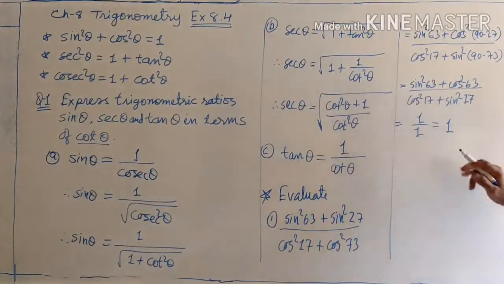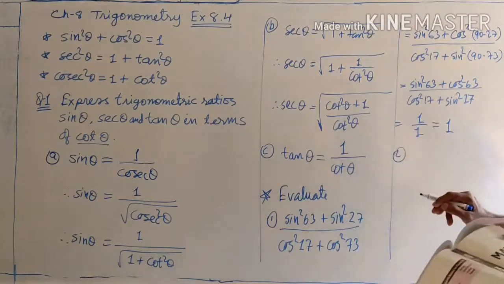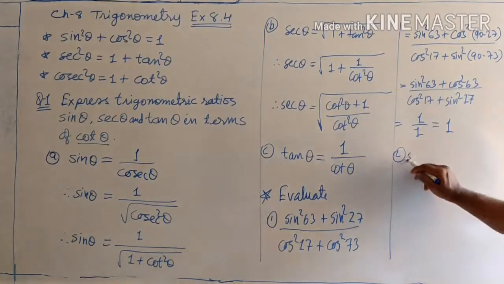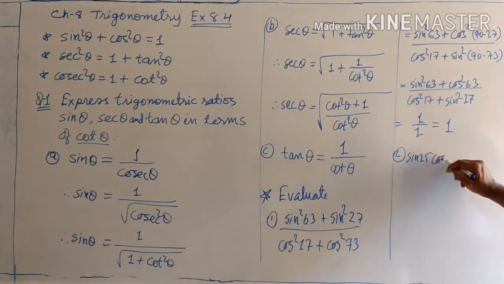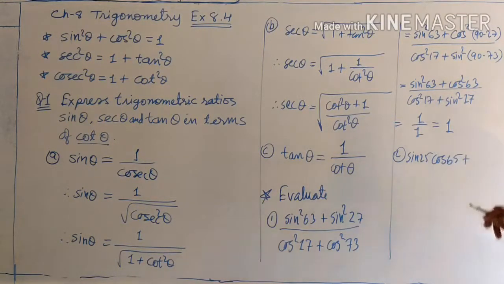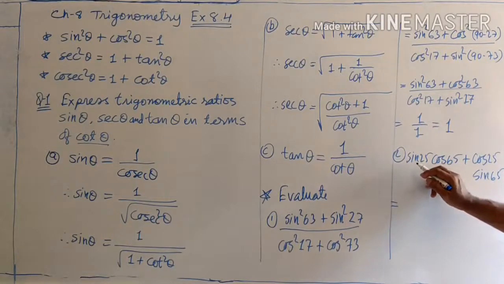Same way we can evaluate another question here: sin 25 cos 65 plus cos 25 sin 65. So we can take the complementary of either sin or cos.